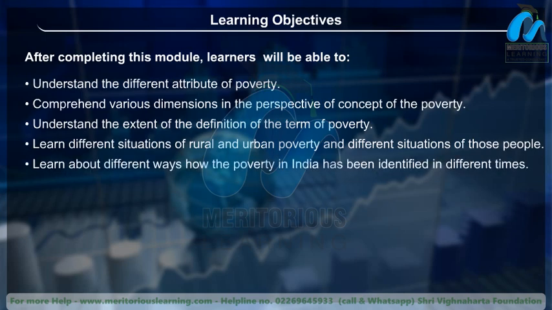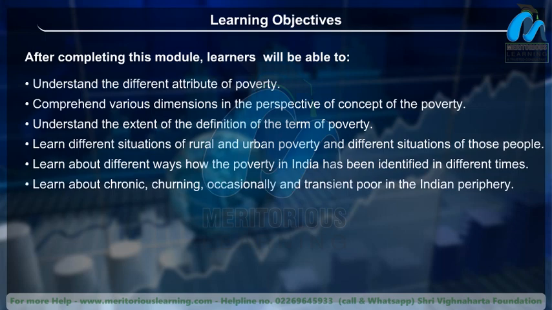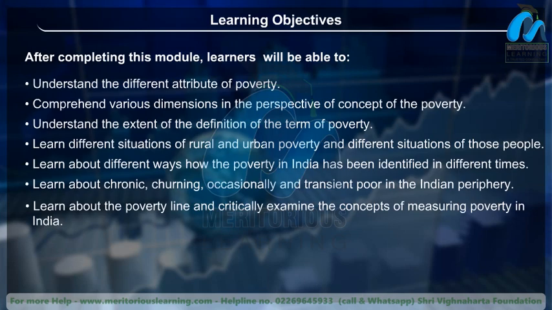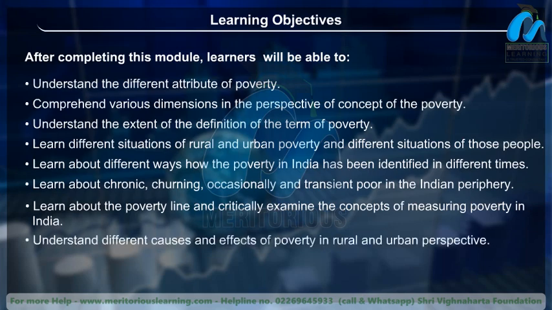Learn about different ways how poverty in India has been identified at different times. Learn about the chronic, churning, occasionally and transient poor in the Indian periphery. Learn about the poverty line and critically examine the concepts of measuring poverty in India. Understand the different causes and effects of poverty in rural and urban perspective.